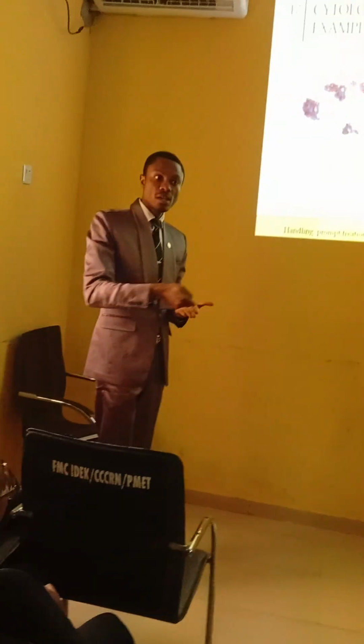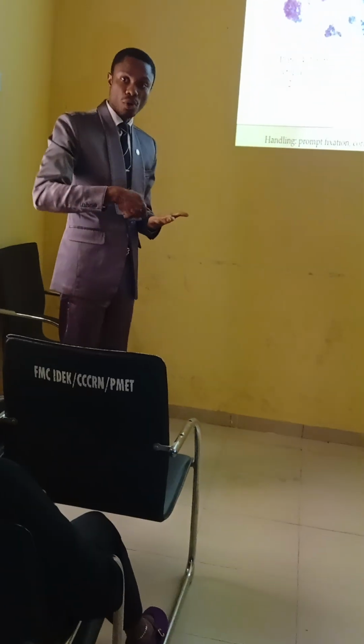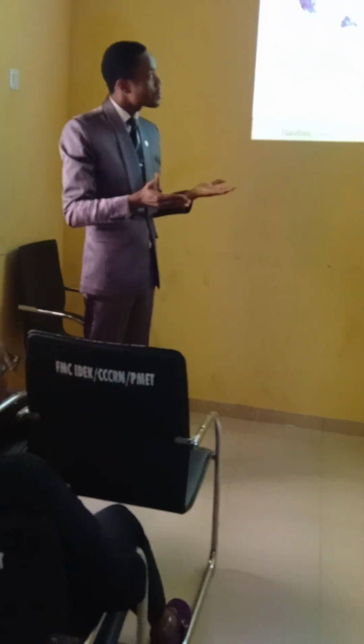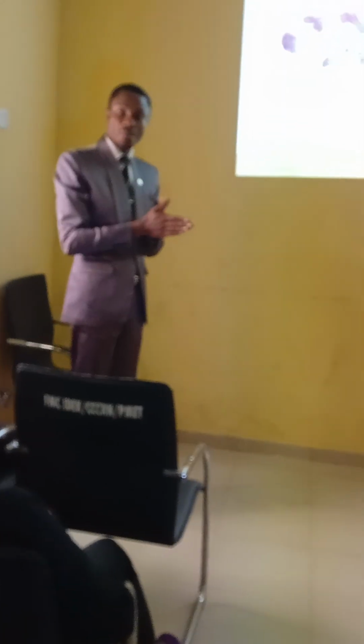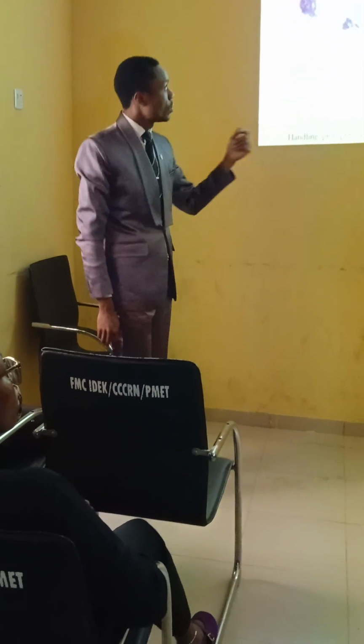These are cells overlapping, either due to the fact that the person doing the smear did not spread it properly. So you notice that some of the cells will now overlap. It will now be looking as if it's a pathological condition, but it is not. The next slide.